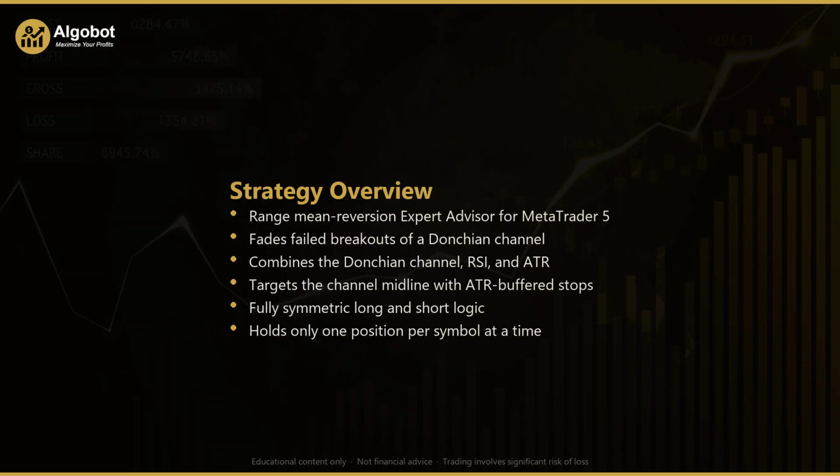To avoid acting on every little wiggle, the strategy adds two filters. First, it uses RSI to confirm that momentum is genuinely stretched, oversold for a potential long, overbought for a potential short. Second, it uses the average true range, or ATR, to measure how wide the channel is. If the channel is too narrow and compressed, the strategy simply stands aside because tight, flat ranges tend to whipsaw and produce noisy signals. The long and short sides are perfectly symmetric, the same logic, just mirrored.